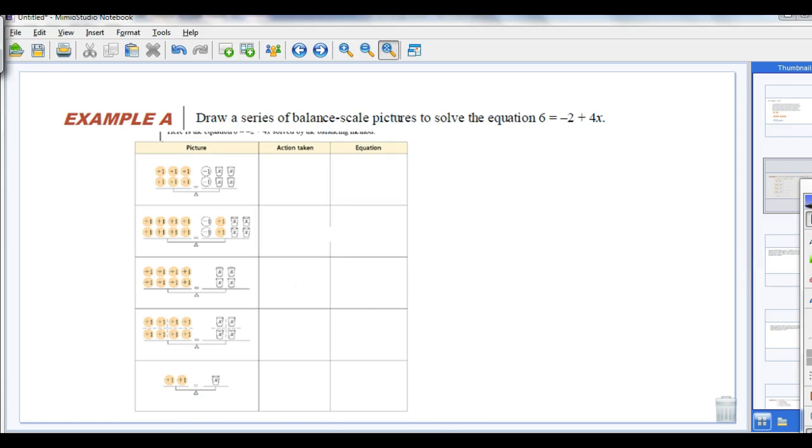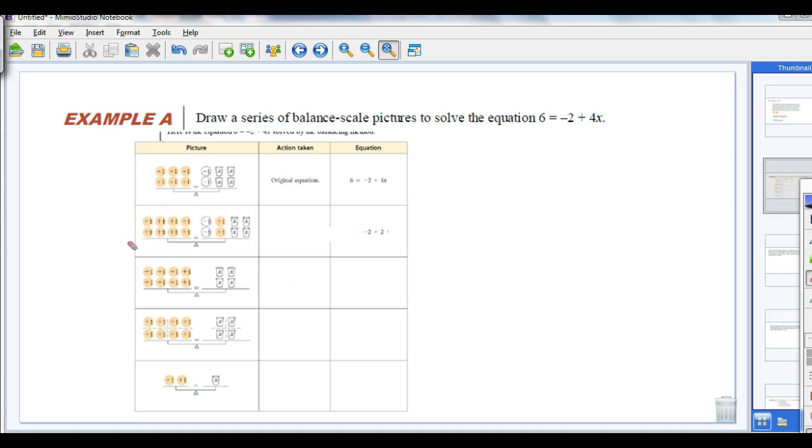So let's do example A. It says, draw a series of balance scale pictures to solve the equation 6 equals negative 2 plus 4x. Okay, so here is our picture. We already have that, right? So we have positive 1, 2, 3, 4, 5, 6, and negative 2 plus 4x. So there's our equation, 6 equals negative 2 plus 4x, and our action taken is, that's just the original equation.